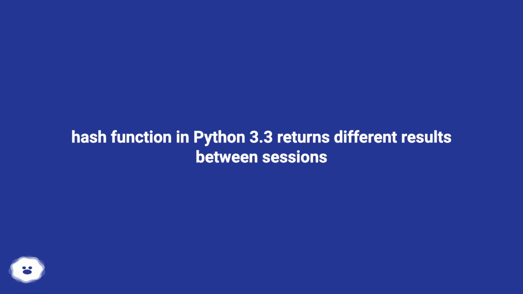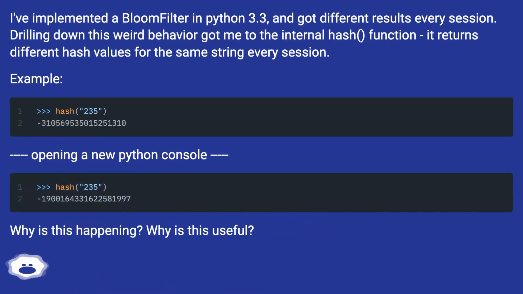Hash function in Python 3.3 returns different results between sessions. I've implemented a bloom filter in Python 3.3 and got different results every session. Drilling down this weird behavior got me to the internal hash function. It returns different hash values for the same string every session. Example.